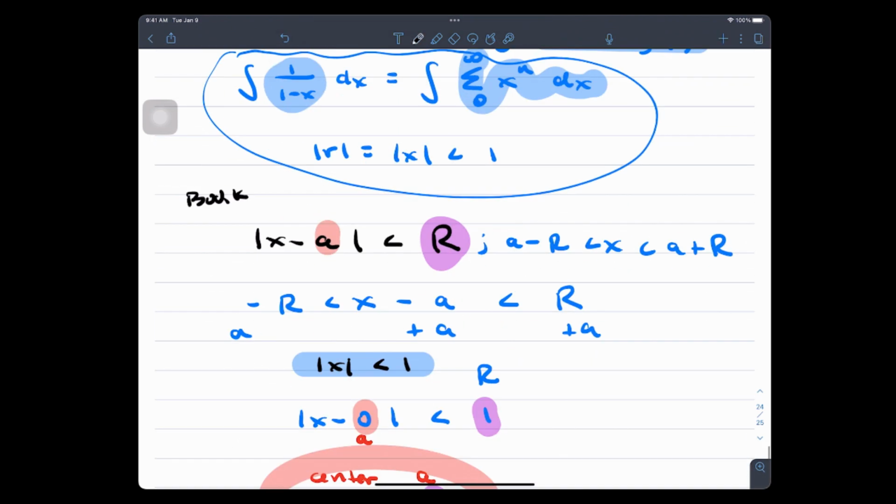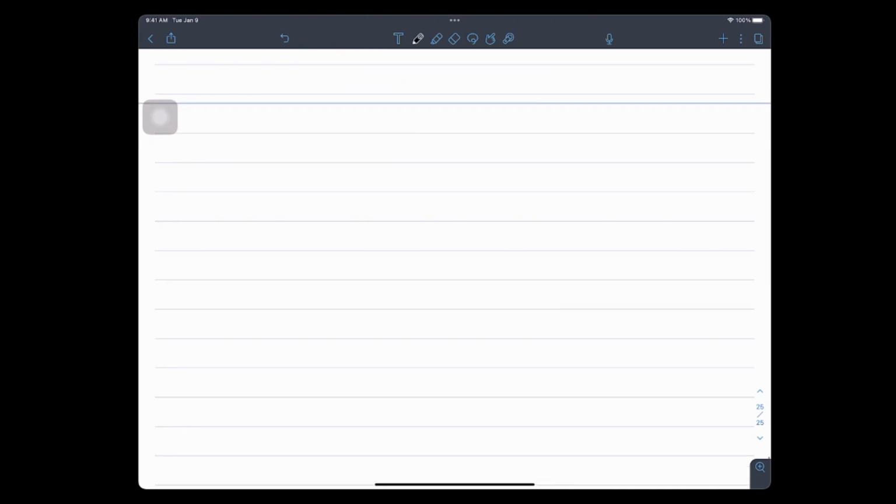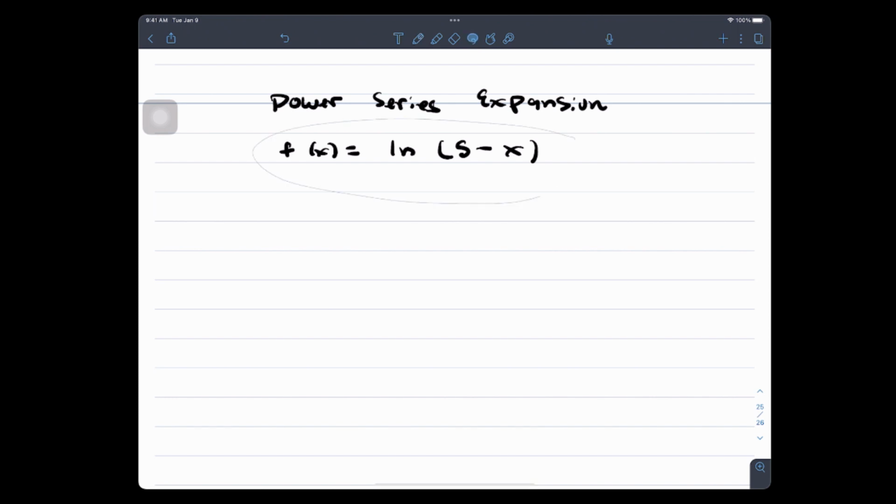Now, what's the power series expansion if they said to you, let's change this function on you guys, right? Like if they say, okay, we want the power series expansion for the natural log of 5 minus x, and find the interval of convergence. So power series expansion and the interval of convergence.